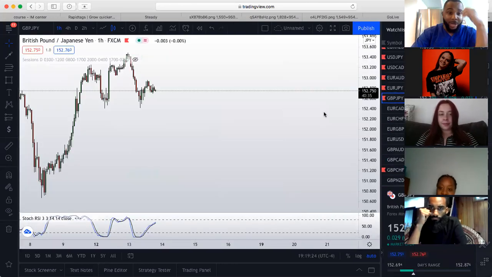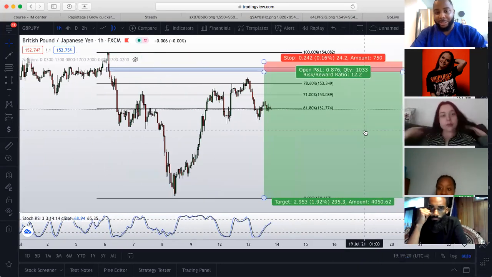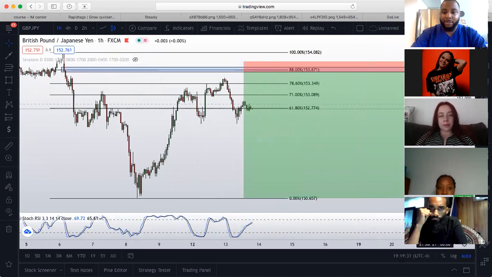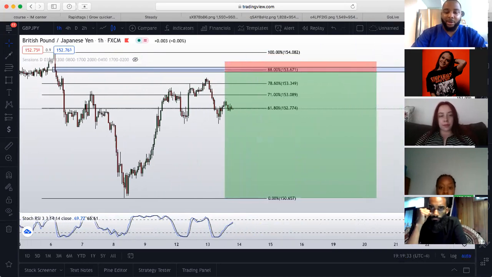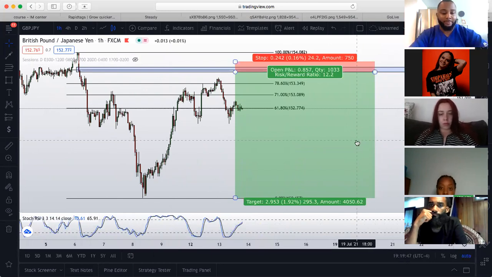GBP JPY. I'm actually kind of upset because I think this one left me. But this is the example, guys. The black number is our entry, 153.623. Red is our stop loss, 153.865. Take profit is 150.670. Which pending order would we be using if it's going to be a pending order?